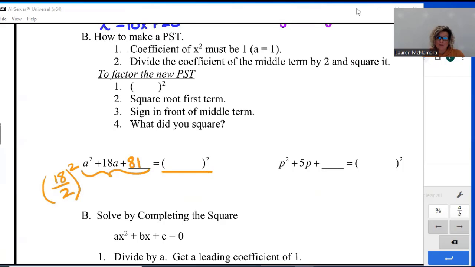So I made this into a perfect square trinomial so that I can write it as a binomial squared. What's my first term going to be? A. What's my sign going to be? Plus. What did I square to get 81? 9.